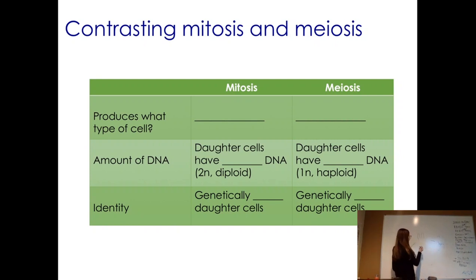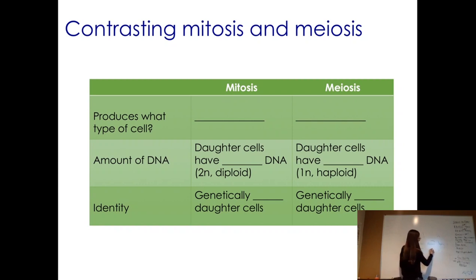Cell produces for mitosis. Oh no. Oh, my markers are... good. Okay. Oh, this is terrible. Mitosis is somatic cells. Let's try the green one. Meiosis.